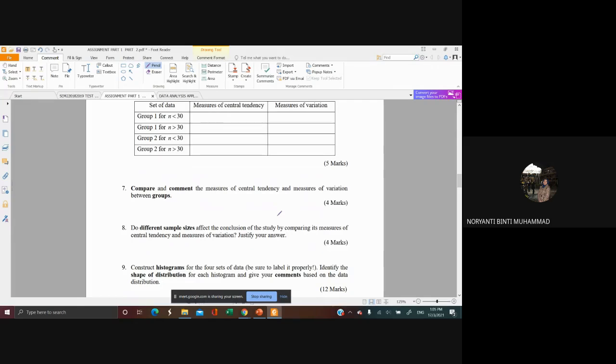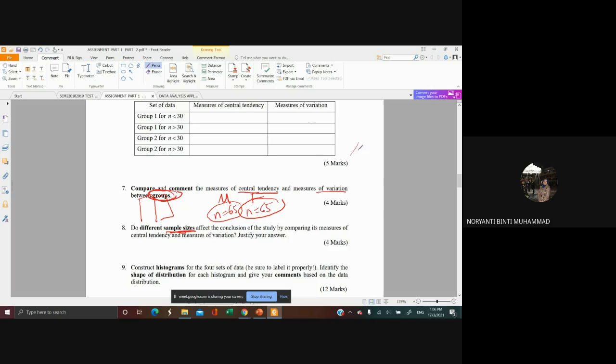Alright, now, question number 7 and 8, I don't want you to confuse. Number 7, compare and comment between group. So you remember your group is what? Male and female. That means measure of central tendency, measure of variation between male and female. How many sample size you have here? 65, isn't it? So the output should be 65 male, 65 female, because it is between group.